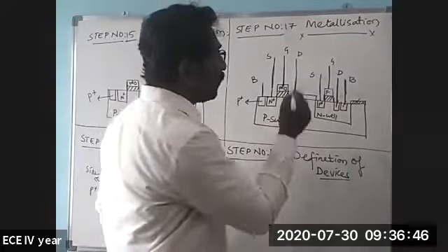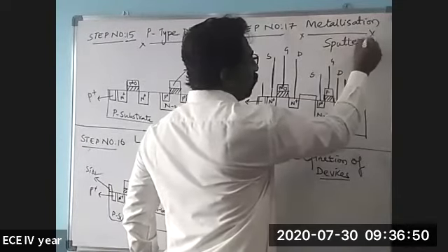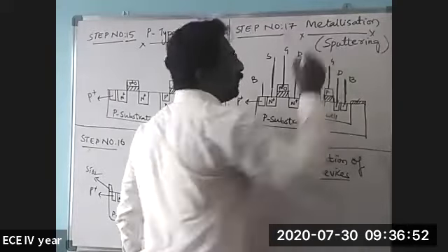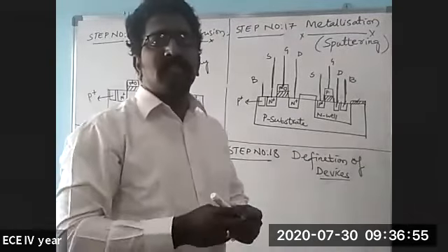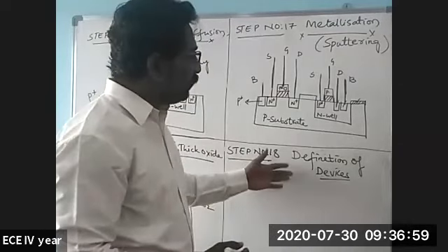And this metallization is also called sputtering. The other name for metallization is sputtering. And the definition of devices.